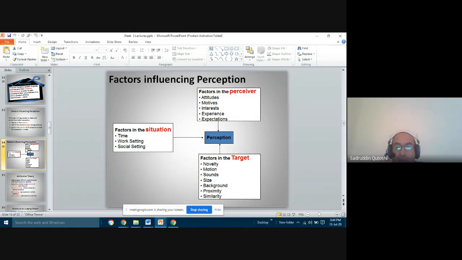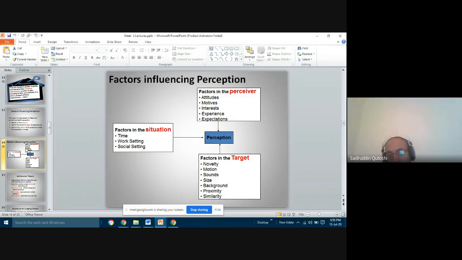Secondly, there is the situation: the time, the work setting, the work environment, the social setting, and the communication with the target. For example, if the target is a person, how do you communicate with that person, how do you meet that person, and what social settings are you using to observe that person and develop a particular perception about them? Then there is the time available: how long do you have to interact with that person to develop a particular perception?